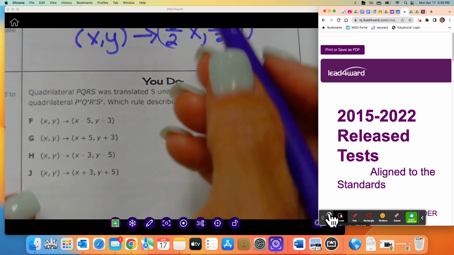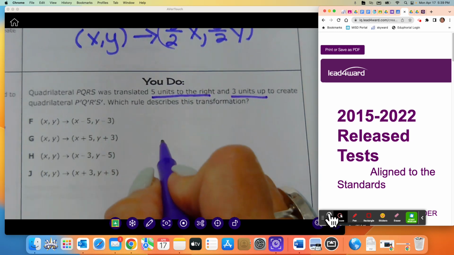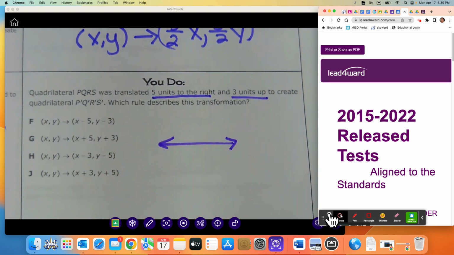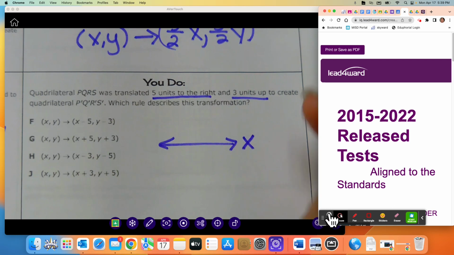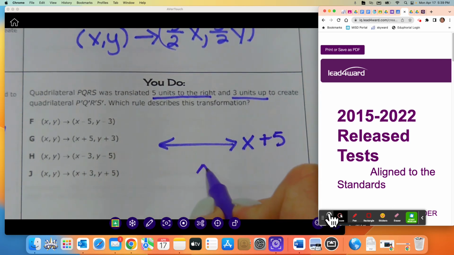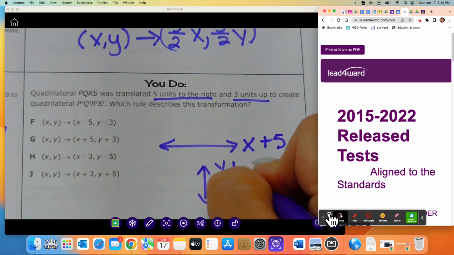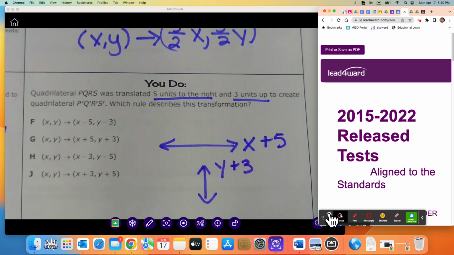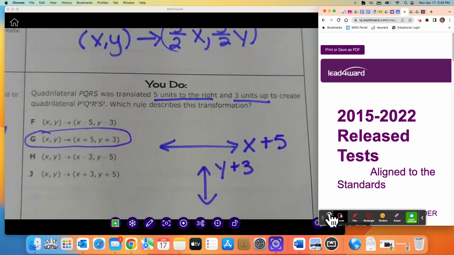It says it was translated 5 units to the right, 3 units up. So remember, if you go right or left, that affects the x because that's along the x-axis. So if we're going 5 units to the right, that means we're going to add 5. Then if we're going up, remember this is the y-axis. And if we're going up, that means we're going to add. So that matches letter G. So hopefully that's the one that you picked, letter G.